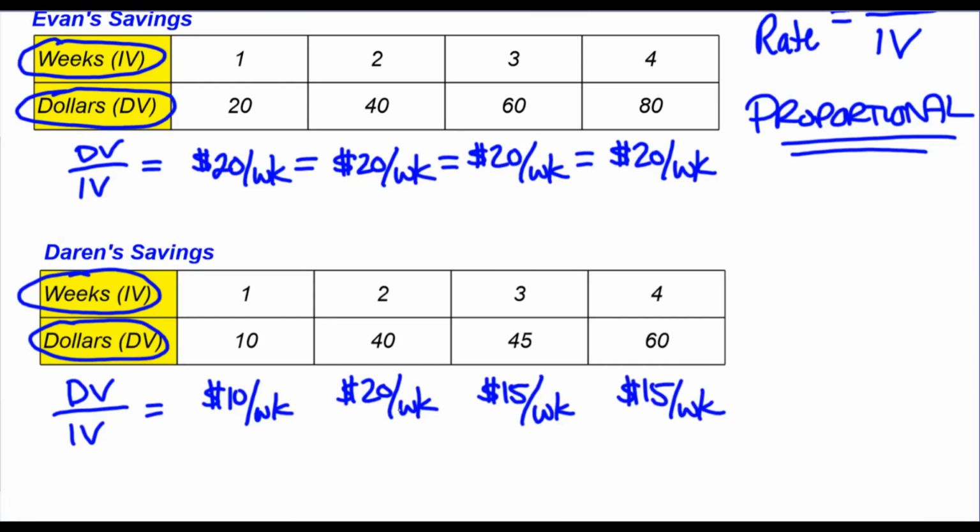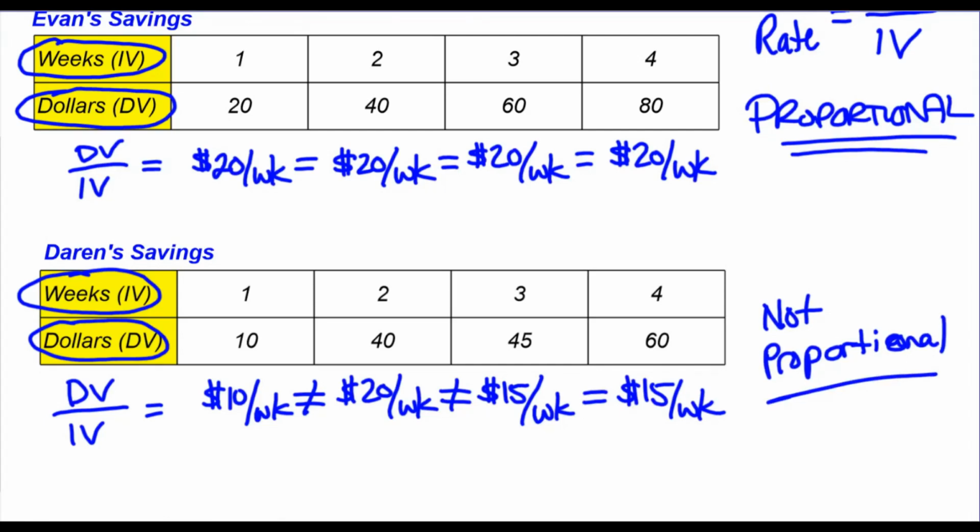And $60 in 4 weeks is $15 per week. Now, not all of these ratios are the same. They are not the same unit rate. The rate is not constant. These are not equal to each other, even though these last two are. Not all of them are equal. So this is not a proportional relationship. Not all the ratios in this table form a proportion. So it is not proportional.